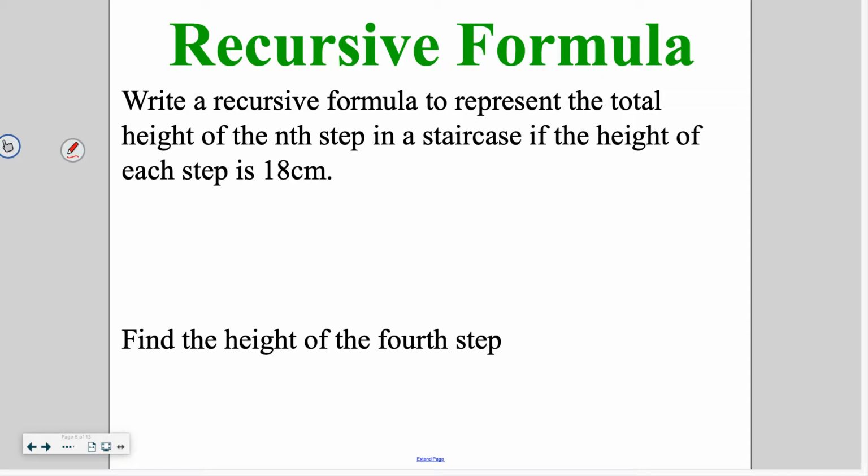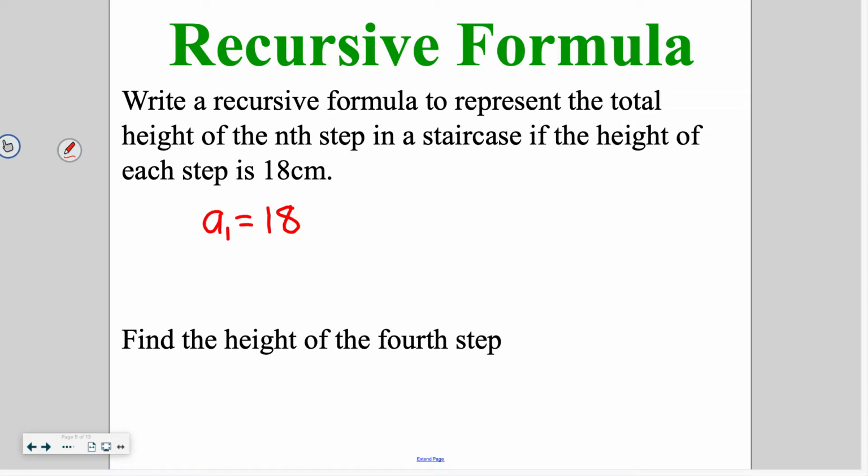So it asks us to write the recursive formula to represent the total height of the nth step of a staircase if the height of each step is 18 centimeters. So what we need to know here, the first thing we're going to note is that our first step is at 18. So our first step is 18 centimeters high because each step is 18 centimeters high. So our first number is going to be 18.